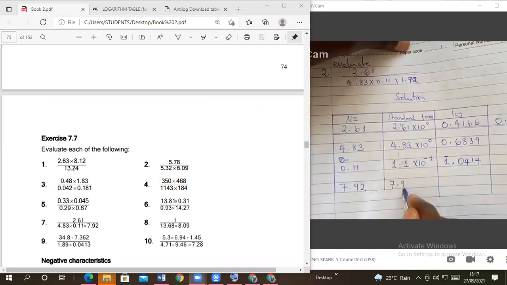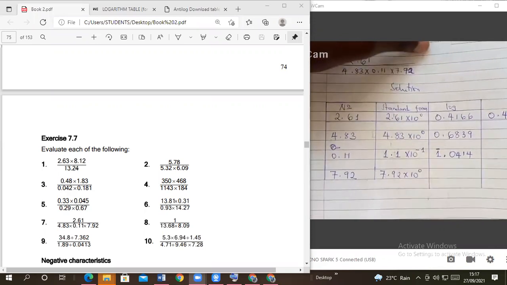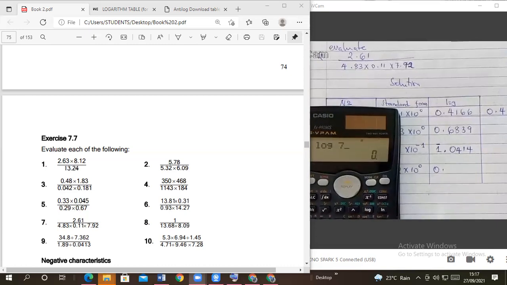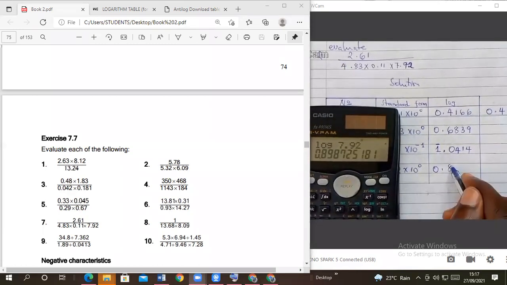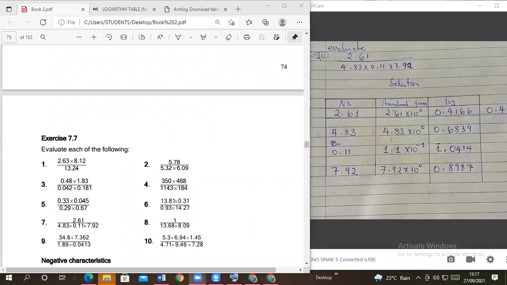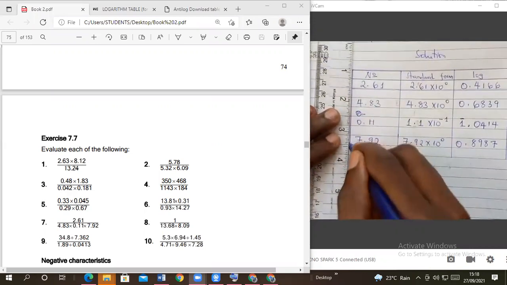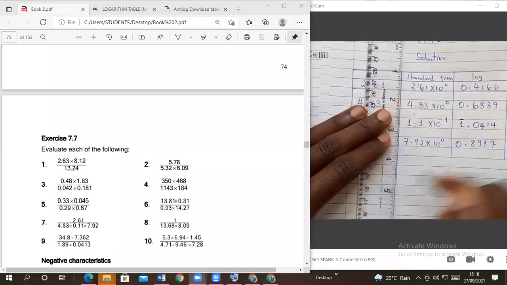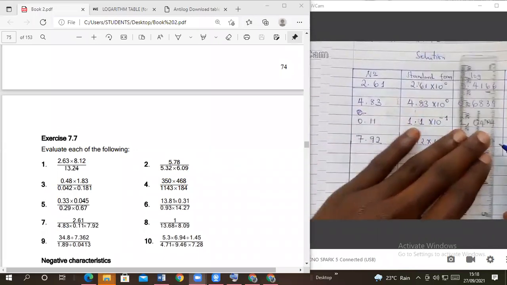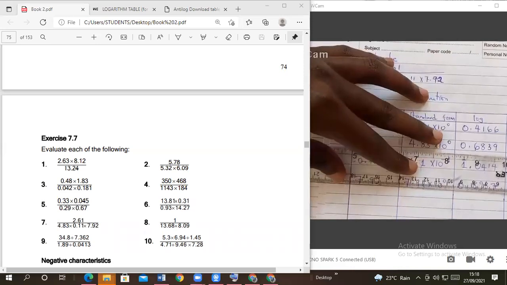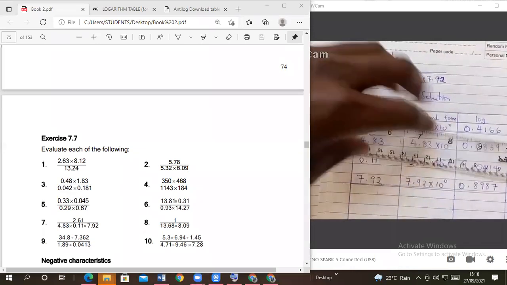So we shall have 7.92 times 10 to the power 0. So this will be 0. What is log of 7.92? You get 0.8987. Not so, members? Is there another number? That is all, right? So let me extend my table a bit, because there's more work coming down here. I close this like that. Okay?